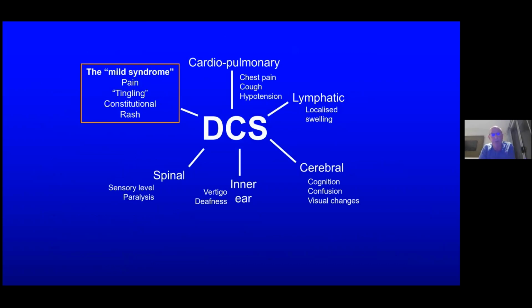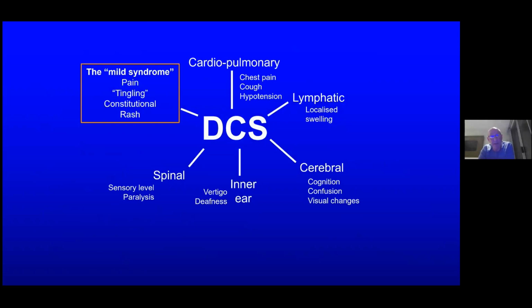We have a group of symptoms we call the mild syndrome, so musculoskeletal pain, tingling, constitutional symptoms like fatigue and rash. At the other end of the scale, cardiopulmonary symptoms, which can be rapidly fatal if a huge number of bubbles arrive in the pulmonary circulation all at once. Bubbles can block lymphatic channels, causing swelling. Lots of little bubbles showering the cerebral circulation can cause cognitive changes, confusion, sometimes visual changes.